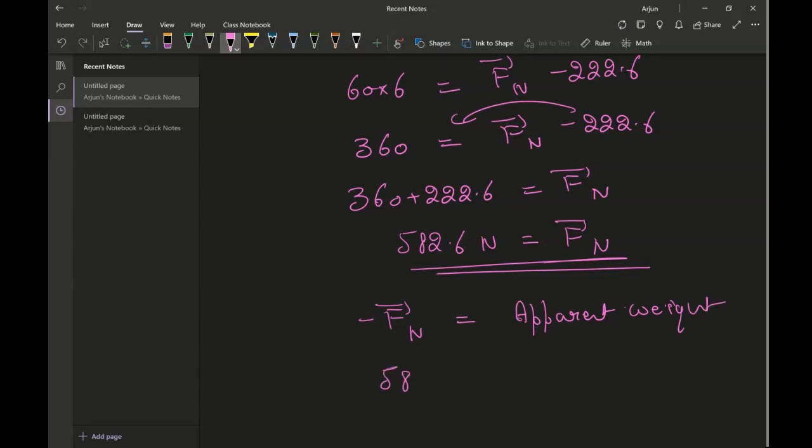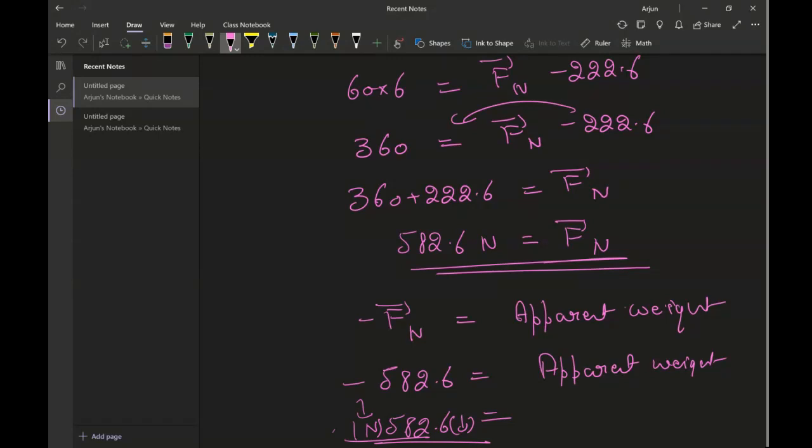So that will be negative 582.6 equals apparent weight. And I can also write it as 582.6 down. The unit is newton. I'm writing on this side, these are the units. So hopefully you were able to understand how you can approach questions on apparent weight.